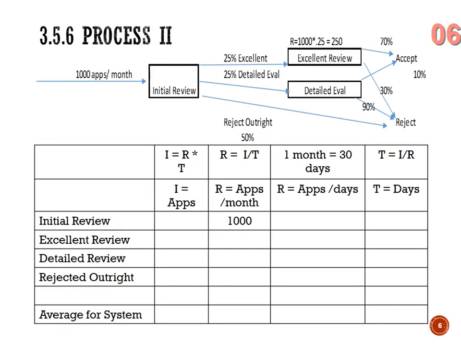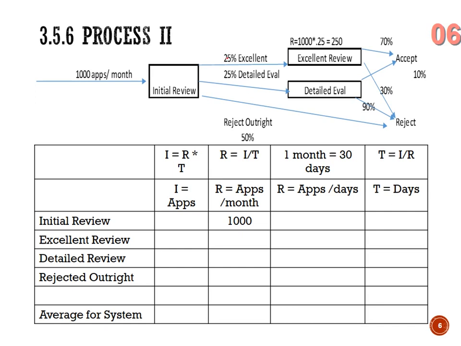Okay? So here's what that revised process looks like. I still have 1,000 applications per month entering this initial review stage. But I've got 25% that are excellent, that are going to go through the excellent review process. I've got 25% that go through the detailed evaluation process, and I've got 50% that we can immediately say that's not going to happen. So they don't go through any other process, they're just immediately rejected. And so we still have 1,000 applications per month going through the initial review process.